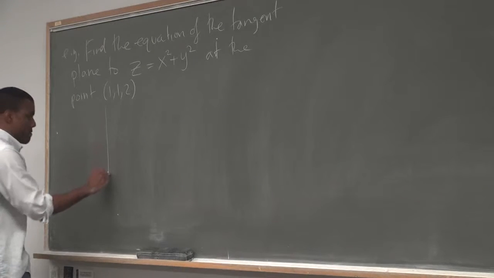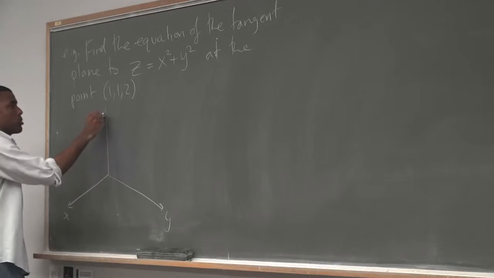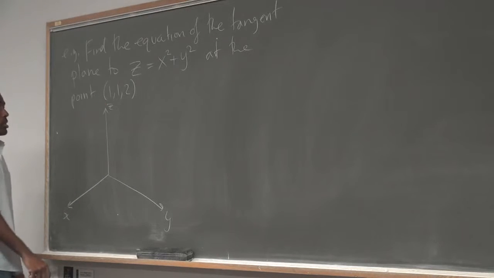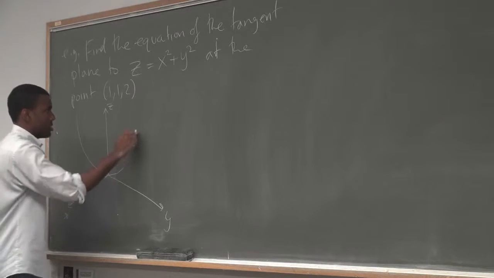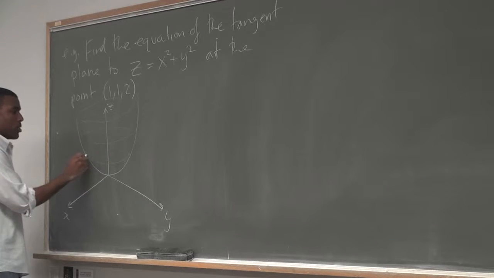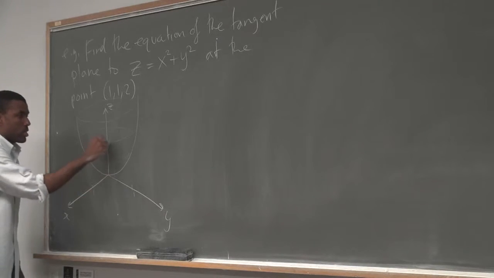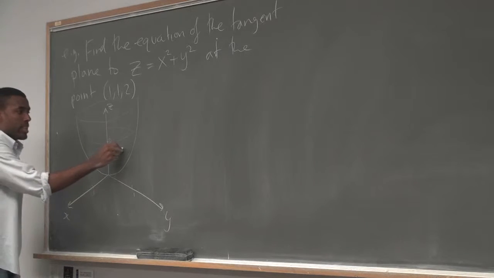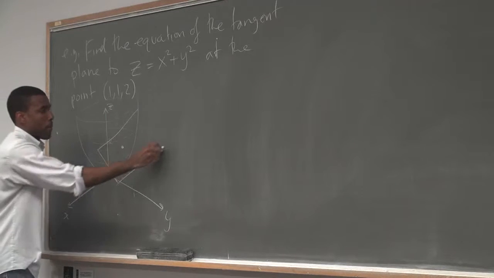So basically, the picture here, and I guess next week when we do MATLAB, you'll be able to see these things more clearly. What does that look like? It's a parabola. Okay, so this is a paraboloid, right? Now there's a point where x equals 1, y equals 1, and z equals 2, right? At that point on the paraboloid, I want to find the tangent plane.